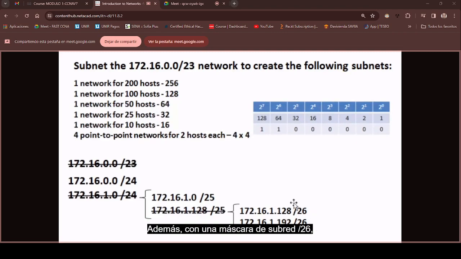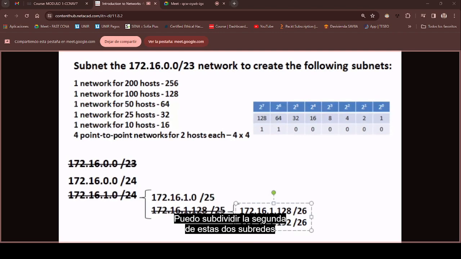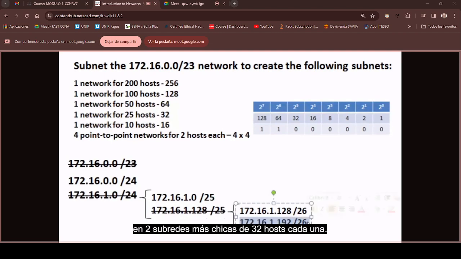Furthermore, with the /26 subnet mask, you only have 1, 2, 3, 4, 5, 6 host bits, and 2 to the 6th power is 64, meaning there's 64 hosts, 62 usable per subnet. I now have my 256 host subnet, I have my 128 host subnet, and my 64 host subnet. I can subdivide the second of these two subnets into two smaller subnets of 32 hosts each.